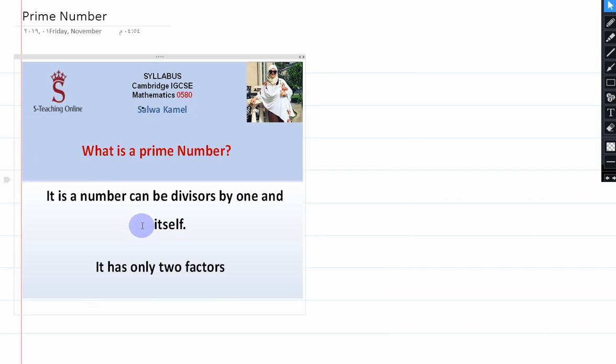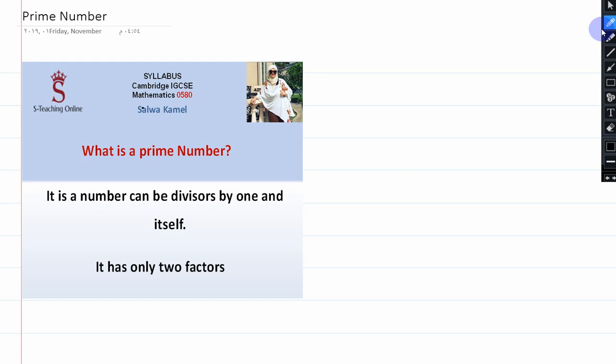What about the prime number? What is a prime number? From the definition, we know a prime number is any number that can be divided by itself and 1. This means the number has only two factors, meaning the set of this number consists of two elements.